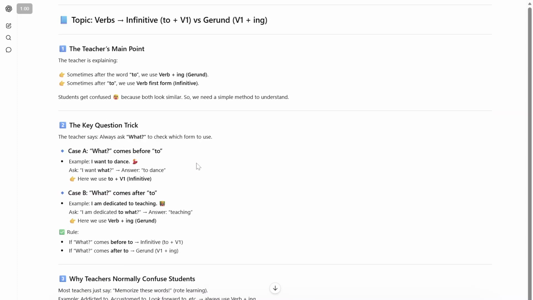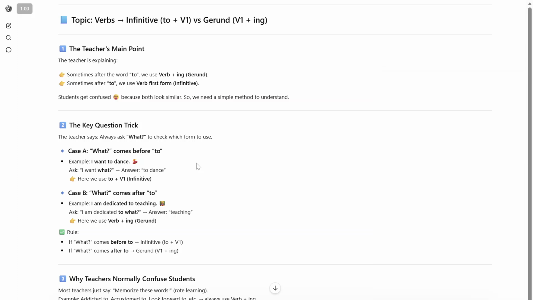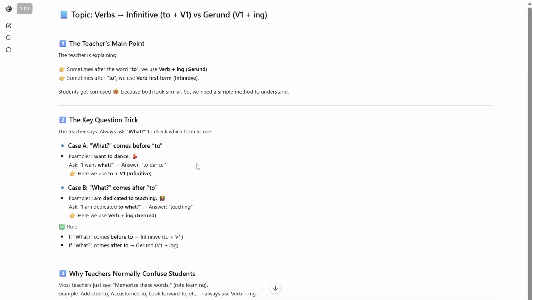Sometimes after the word "to" we use verb ing, the gerund. Sometimes after "to" we use the verb first form, the infinitive. Students get confused because both look similar. So we need a simple method to understand. The key question trick: the teacher says, always ask "what" to check which form to use.